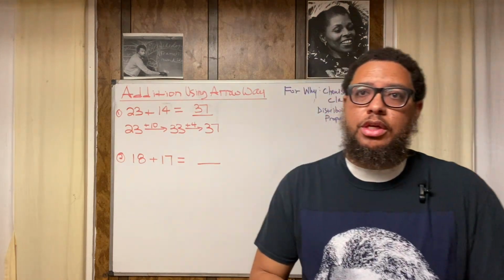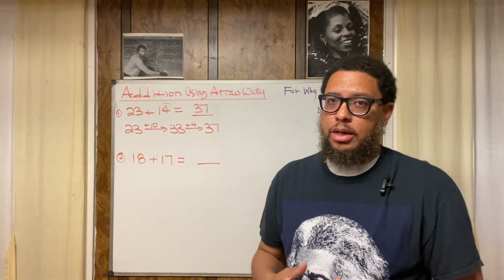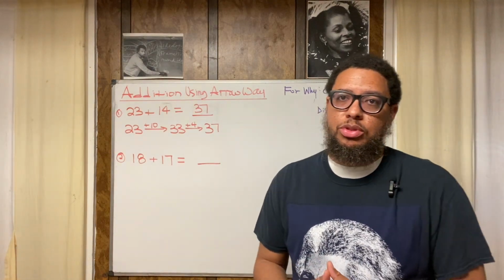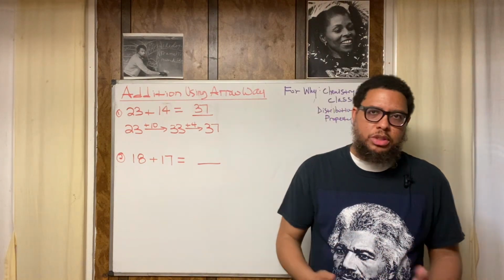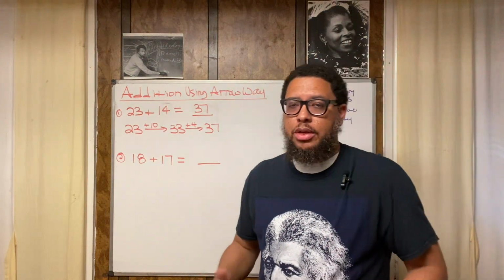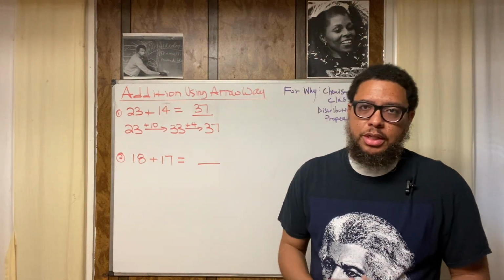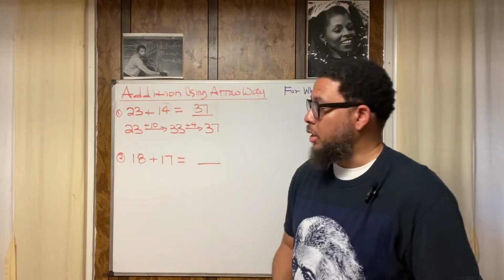And what are we doing in this video? We are doing addition of 2-digit numbers using the arrow way. This is something that your children might be introduced to in either first grade or second grade, depending upon what school they go to or what school district they're in, and what part of the country. But it's another good method to help develop fluency with numbers and a better understanding of the relationship between numbers and place value, especially.